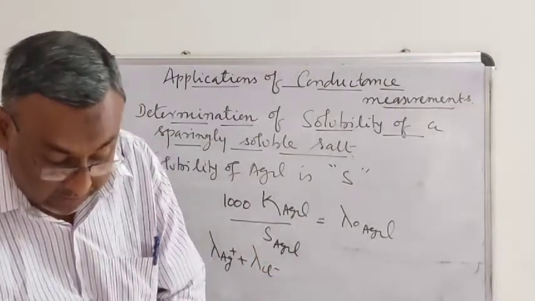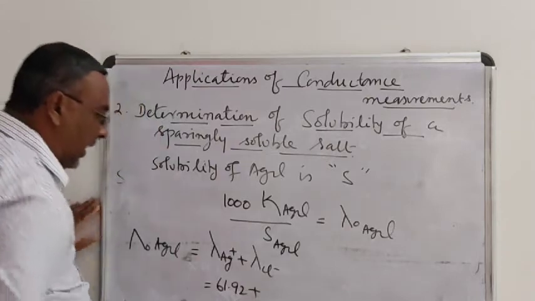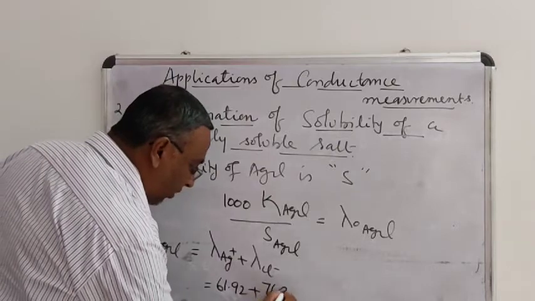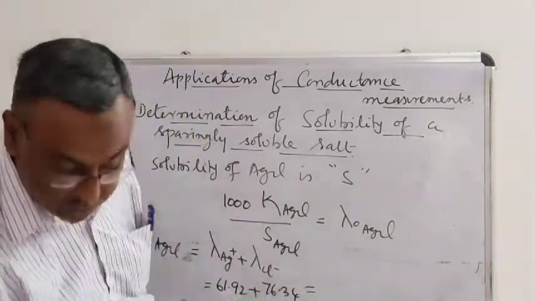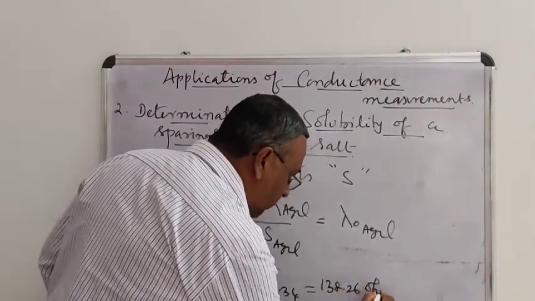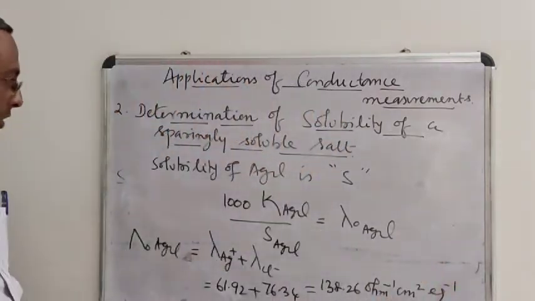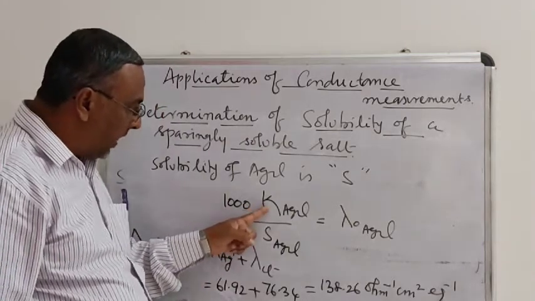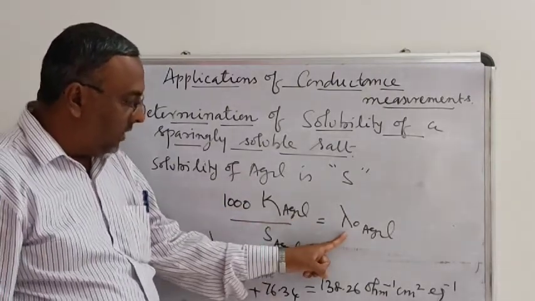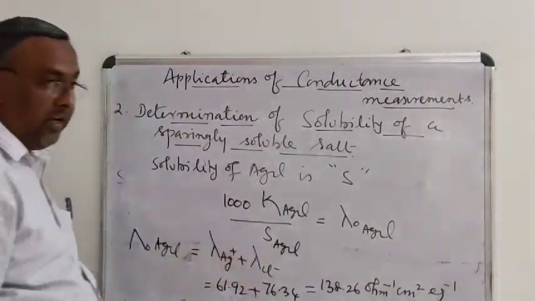The conductance of Ag plus ions is found to be 61.92 and the equivalent conductance of Cl minus is found to be 76.34. The total value will be equal to 138.26 ohm inverse centimeter square per equivalent. So the specific conductance value of silver chloride is known, just now we have calculated. We know the value of equivalent conductance of silver chloride at infinite dilution. We can easily find out the solubility of AgCl.